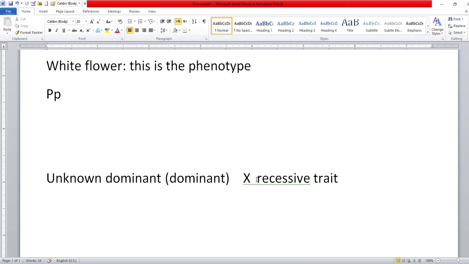Which of the following represents the testcross? Probably unknown genotype, unknown dominant, with the recessive trait. Genotype with the recessive trait.